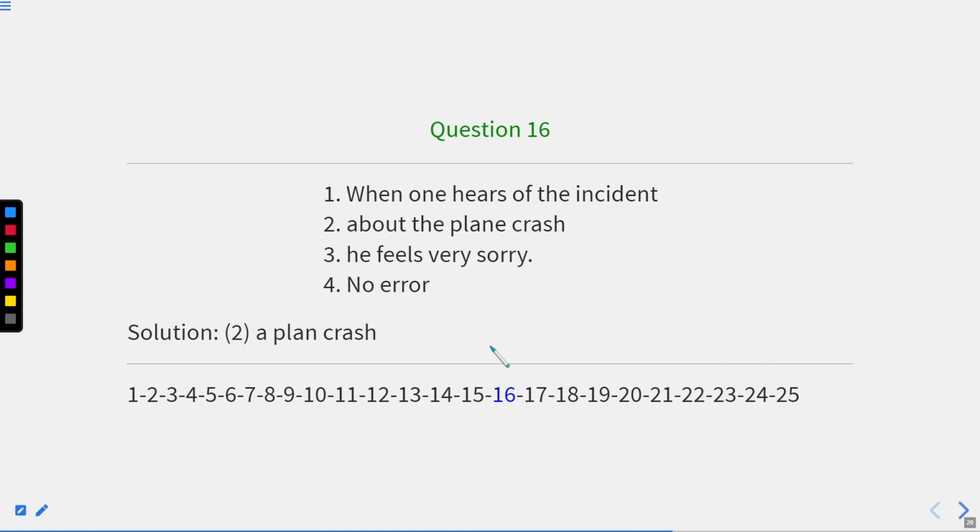So here the error is in part second, that is the plane crash. So this the should be removed and replaced with a, because we are not talking about a particular plane crash, we are talking about any plane crash. Now if I say the plane crash of Ukraine students, it means I'm talking about a particular plane crash. But if I say a plane crash, it means this can be any incident. So here we'll use a, not the. Now let us move to the next question.